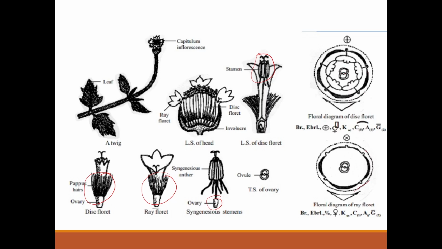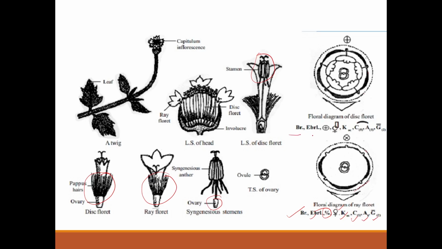So if you see the floral formula of this particular plant, the ray floret is bracteate or ebracteate, showing zygomorphic symmetry. They have only female flowers. Calyx is infinite because it is modified into the pappus. Corolla is 5 in number and androecium is 0, and gynoecium is made up of bicarpellary syncarpous with inferior ovary.